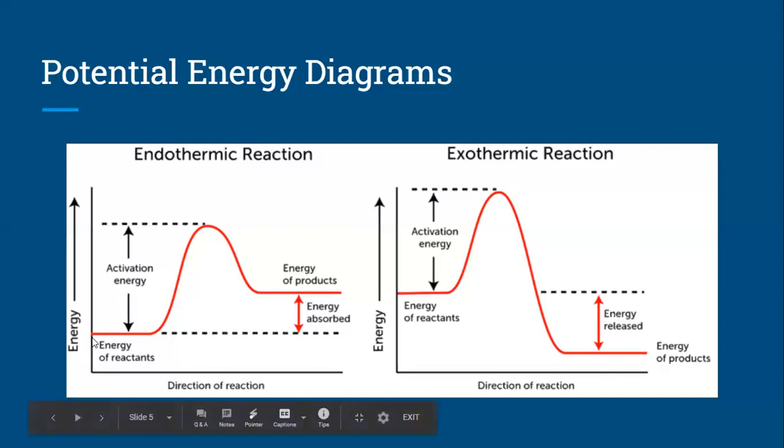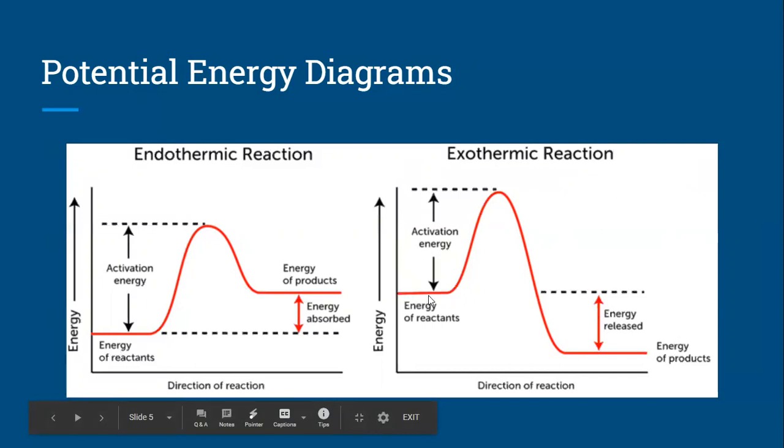So those reactants require this incredible amount of energy called the activation energy in order to break those initial bonds. Then at the top of that peak, you have the transition state. Then you see a decline in energy as new bonds form and the products become more stable, so they have less energy than that intermediate state. But in an endothermic reaction, you're going to see an overall increase in energy from the reactants to the products.